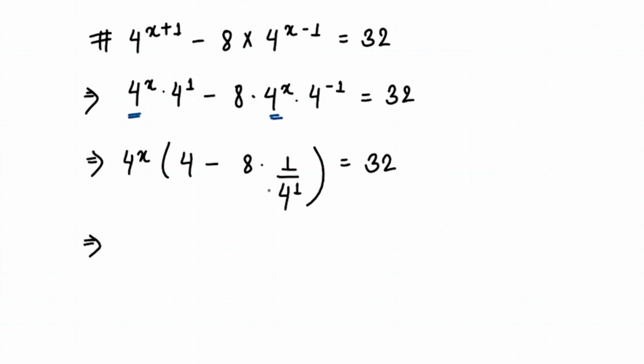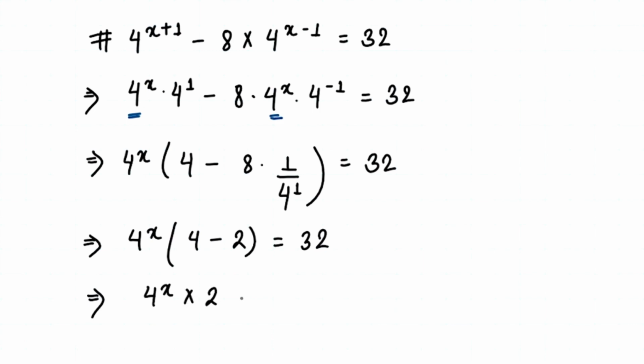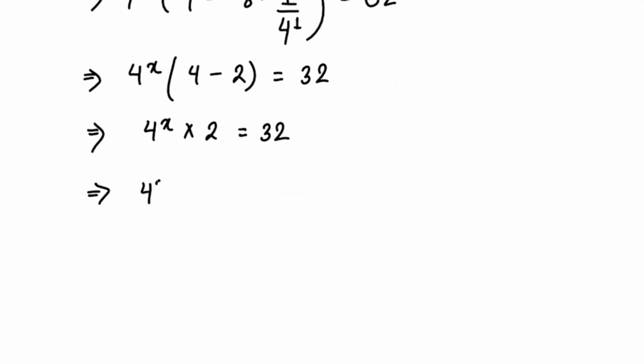Now we can solve the thing inside our bracket. We have 4 to the power x, and in the bracket 4 minus 8 divided by 4. This is going to be 2, so we write that as 2, equals 32. Now we subtract 4 minus 2, so we have 4 to the power x times 2 equals 32. We move that 2 to the other side, so it becomes 32 divided by 2, and we get 4 to the power x equals 16.